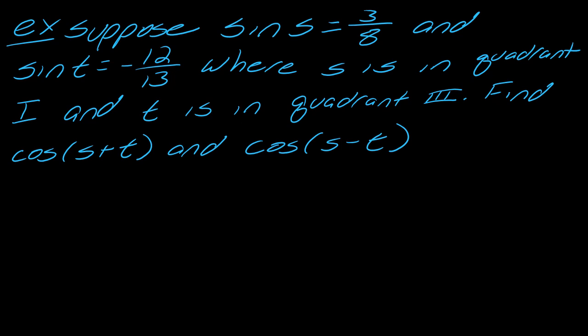Another exercise that can come up with this. Suppose sine of s equals 3 over 8, sine of t equals negative 12 over 13, where s is in quadrant 1 and t is in quadrant 3. Find the values of cosine of s plus t and cosine of s minus t.